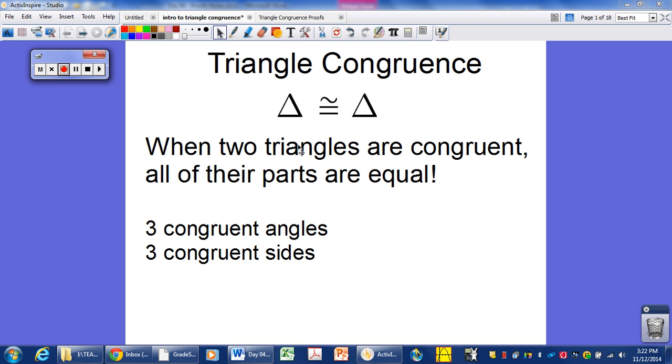So when two triangles are congruent, all of their parts are equal, of course. So we have three congruent angles and three congruent sides, which is different than similarity. In similarity, the sides are not the same length, but all of the angles are equal. So three equal angles, three equal sides.